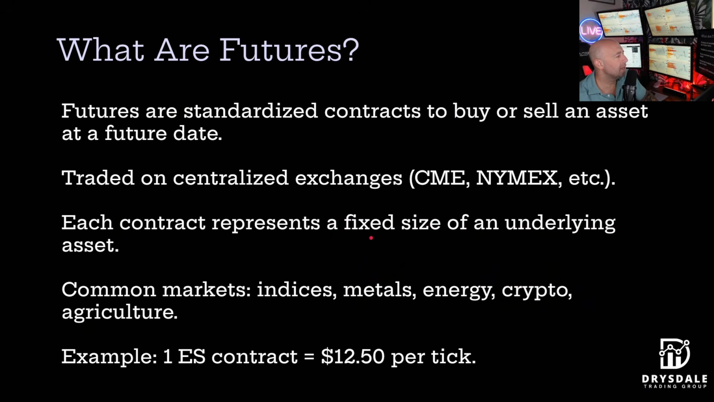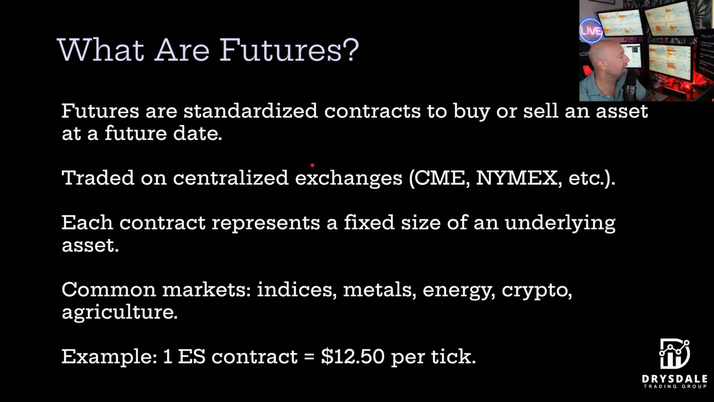When it comes to the energy market, CL is your oil. 10 cents on oil is a tick, and there are 10 ticks in a point. You have RB, which is gasoline, and heating oil. As far as the metals go, GC is your gold, SI is silver, HG is copper. And then you can go into agriculture. ZC is corn, ZS is soybean, and so on and so forth.